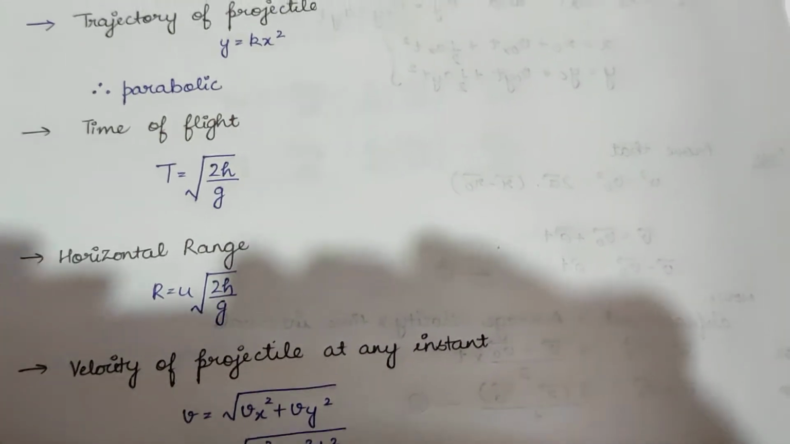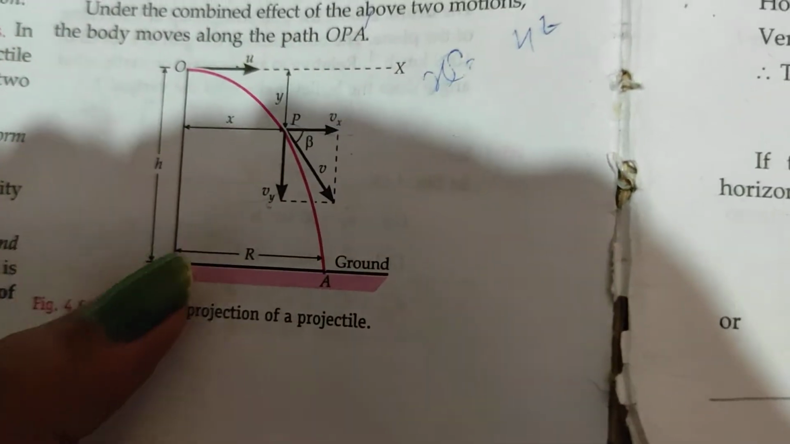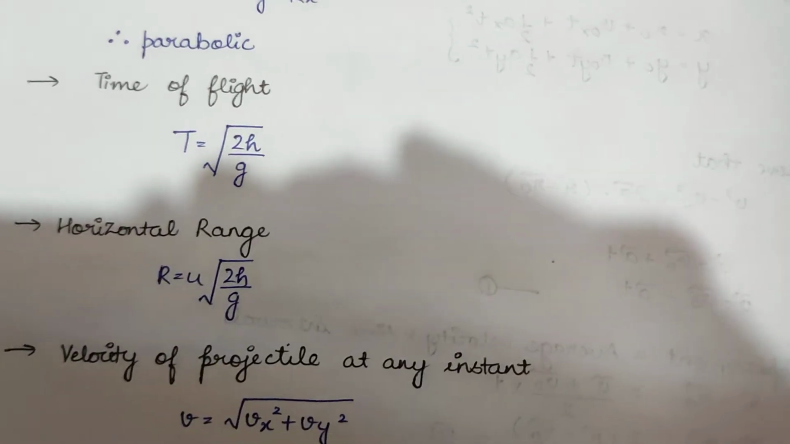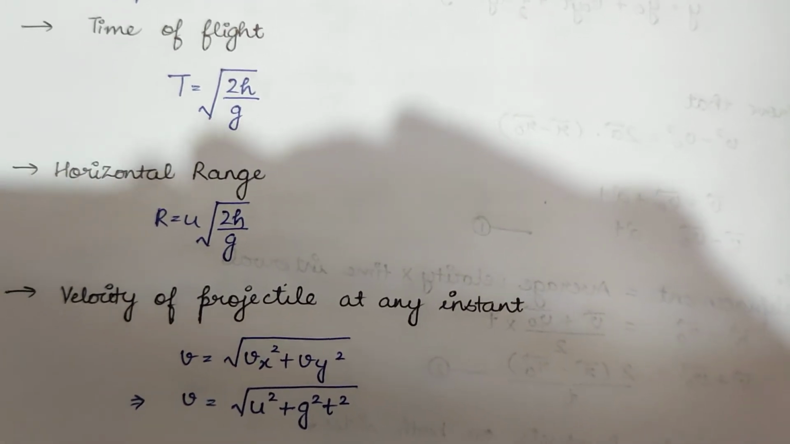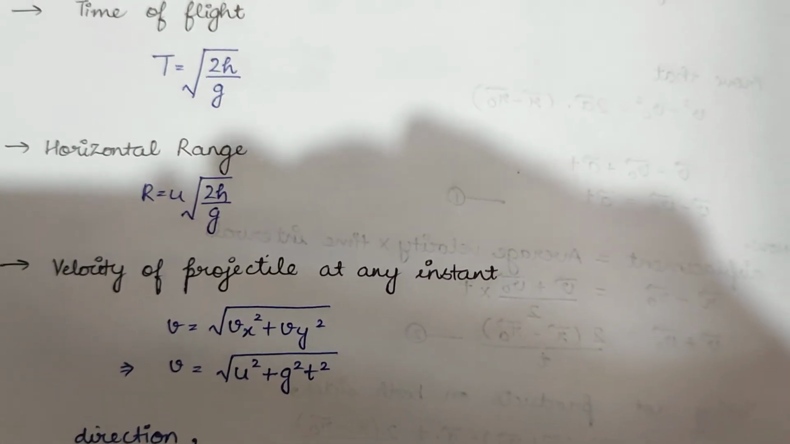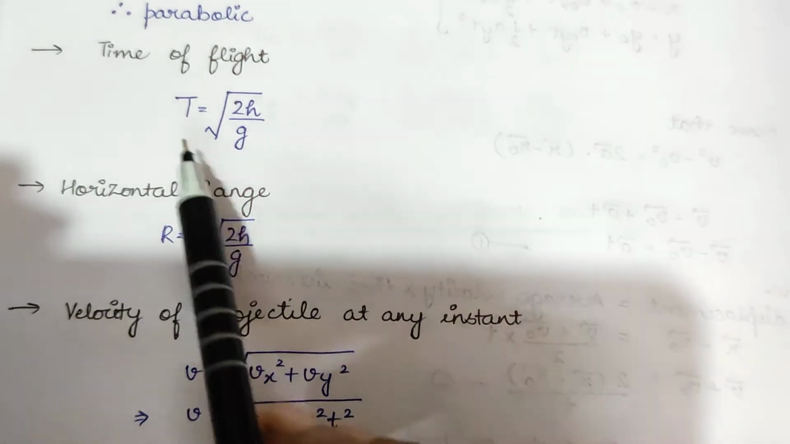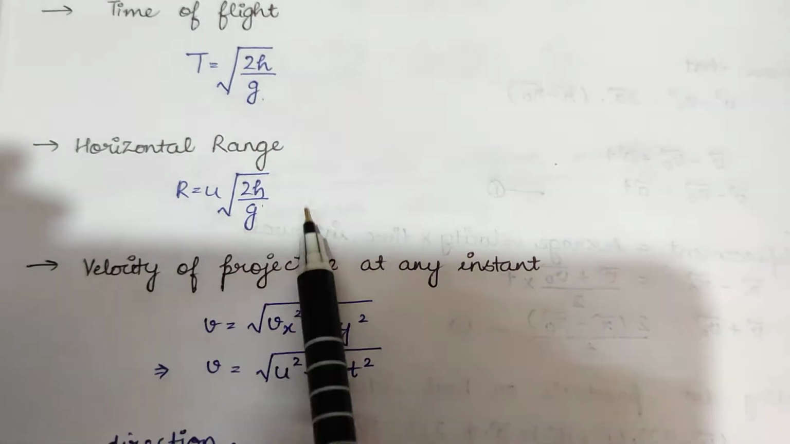Fine. Now horizontal range. As you can see in this figure, this distance is covered by the projectile. Horizontal range is the horizontal distance covered by the projectile during its time of flight, and it is given by R = u√(2h/g), where u is the initial velocity with which the projectile was fired. So you can see time of flight and horizontal range differ just by this u; if you multiply u with the time of flight, you will get the horizontal range. Fine.